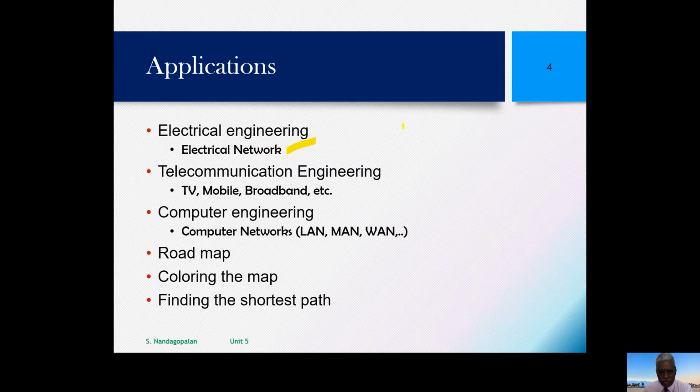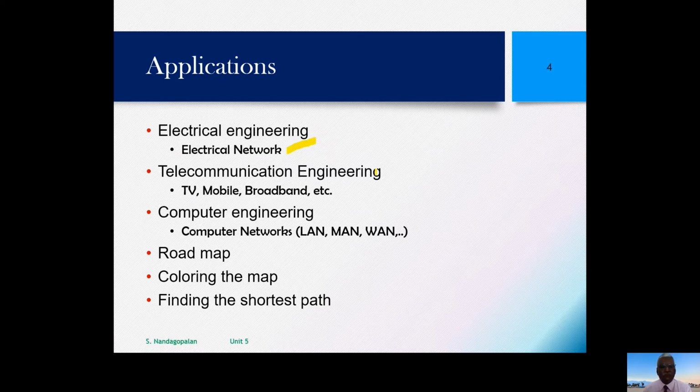So I may have switches, I may have connecting boxes where the current, the electricity, flows. In an electrical network, we have so many components connected by copper lines or wires. So it establishes a sort of network. So network and graph we use interchangeably.